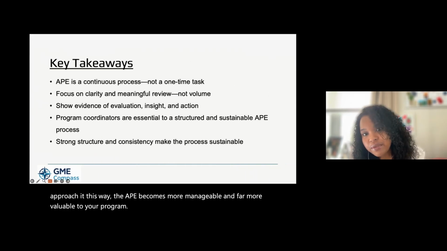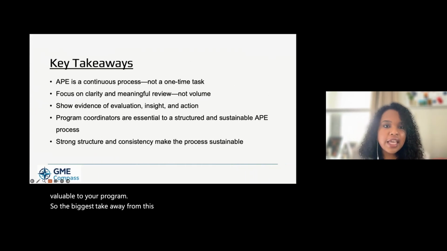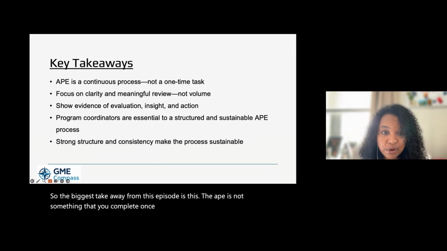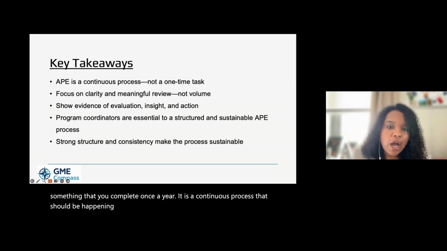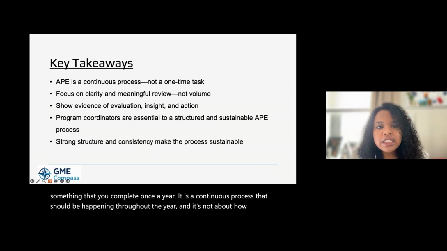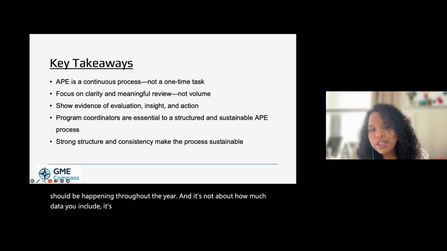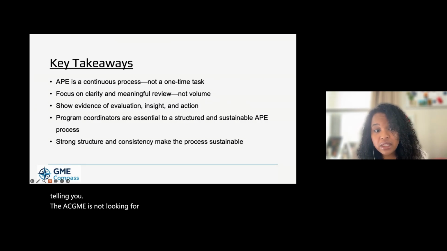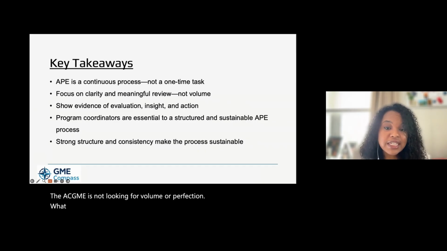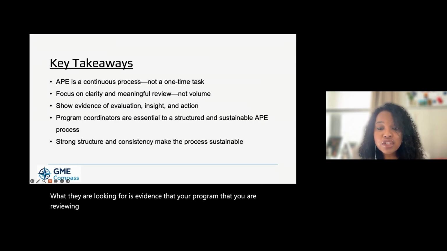So the biggest takeaway from this episode is this. The APE is not something that you complete once a year. It is a continuous process that should be happening throughout the year. And it's not about how much data you include. It's about how clearly you understand what that data is telling you. The ACGME is not looking for volume or perfection. What they are looking for is evidence that you are reviewing your program, and that you understand and are acting on its performance.